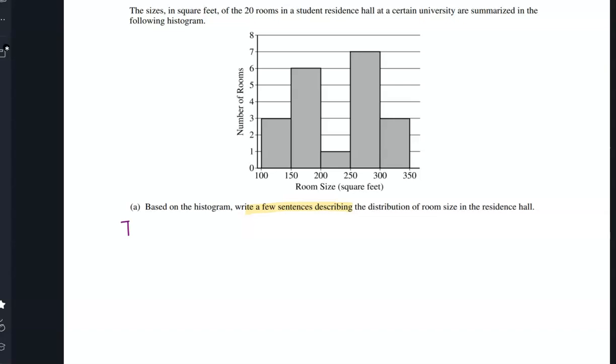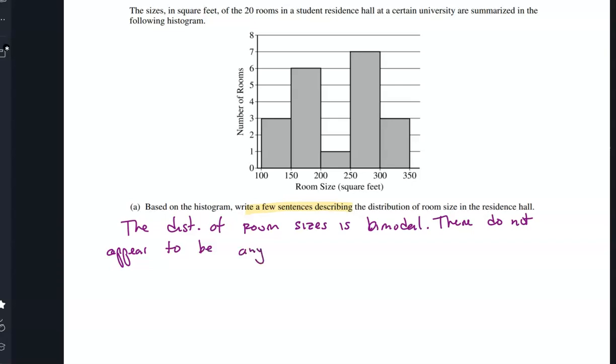So the distribution of room sizes is, what's the shape? Okay, if you said bimodal, you would be correct, which is very unusual, but I did mention it comes up every once in a while. And like I mentioned before, if it's bimodal, you can just stop there. You don't have to mention skewed left or skewed right. It's kind of skewed left here, but you can just say bimodal and that's fine. Okay. There do not appear to be any outliers.